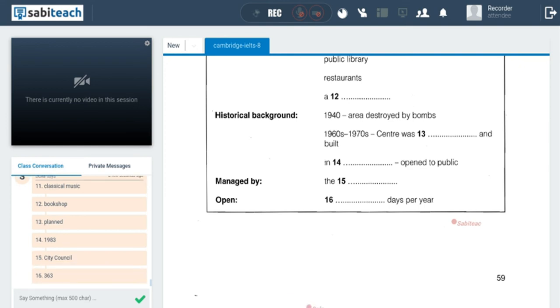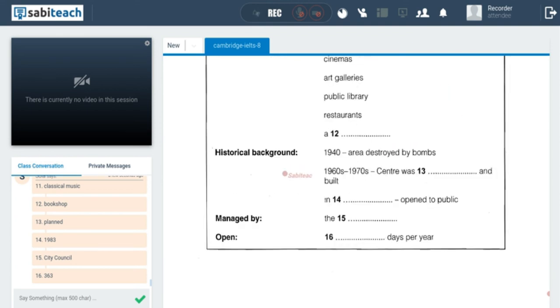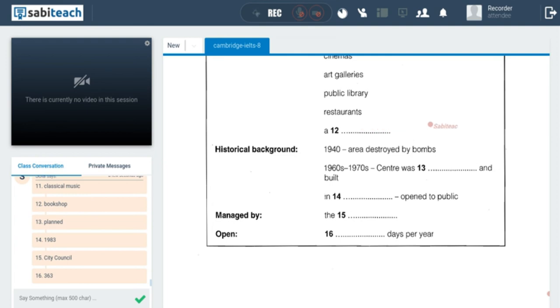Right, so those are the answers to the questions. The answer to question 11 is classical music. The answer to question 12 is bookshop. The answer to question 13 is planned. The answer to question 14 is 1983. Question 15, the answer is City Council. And question 16, the answer is 363.